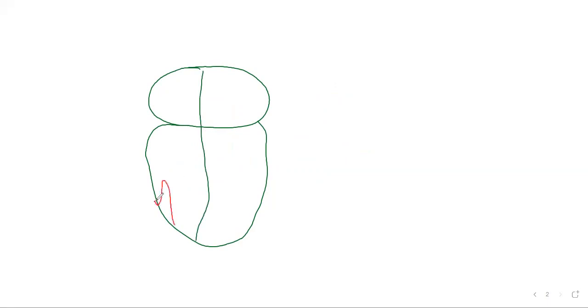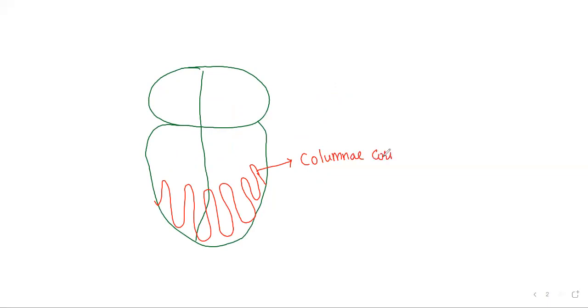The ventricles have projections inside. The projections of the ventricles that I am talking about, these kinds of projections which you can see in the diagram, are called columnae carneae. What do you call them? Columnae carneae. So these columnae carneae are the ventricular projections.